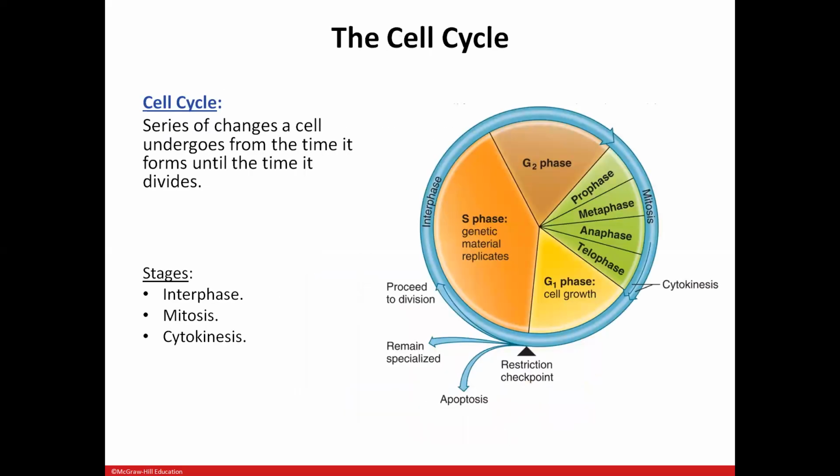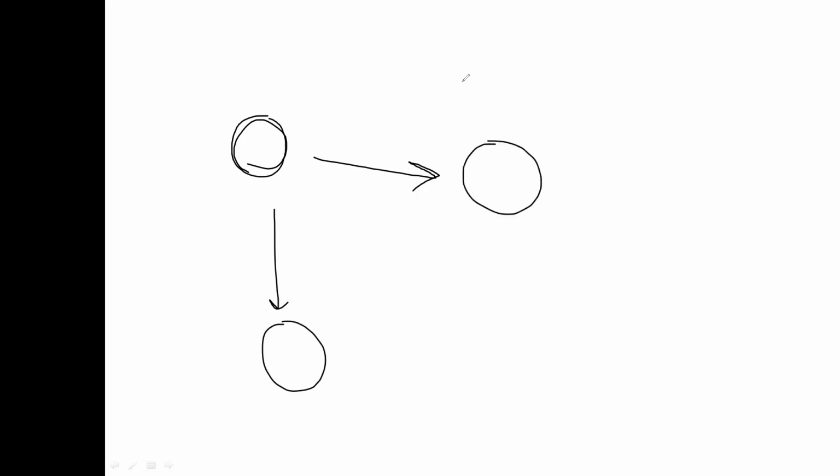Now, what we do have to keep in mind is the fact that we have these cells, and cells are going to have to reproduce. So when you think about it, we have one cell, which is going to be our parent cell. And what's going to happen is it's going to undergo something called cell division. So instead of having just one parent cell, you end up with two identical daughter cells.